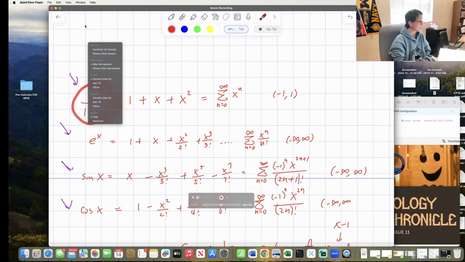Do we know e to the x? Well, we should know e to the x. e to the x equals what? If we don't know, we can look it up.